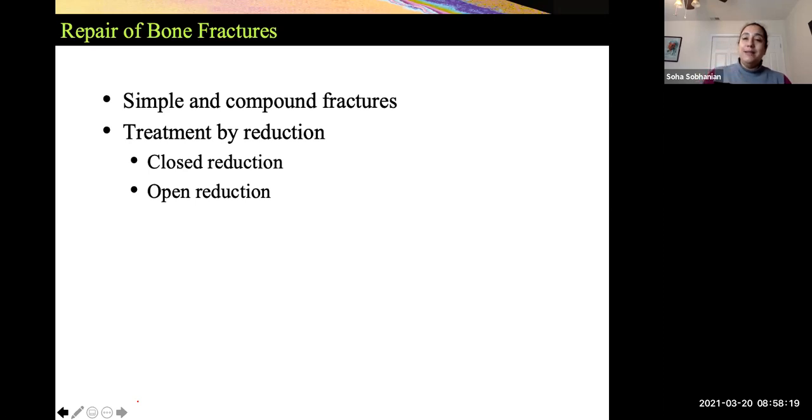Now, to treat this, usually you get either a closed reduction or an open reduction. Closed reduction is a very typical process where you basically set a bone without having surgery. So when you say closed reduction, it implies there is no surgery. Open reduction, however, you definitely need surgery because you need to set the bone. A lot of times they need to add metal bars and pins and fix the damaged tissue around the fracture to make sure there is no internal bleeding, and that's referred to as an open fracture.